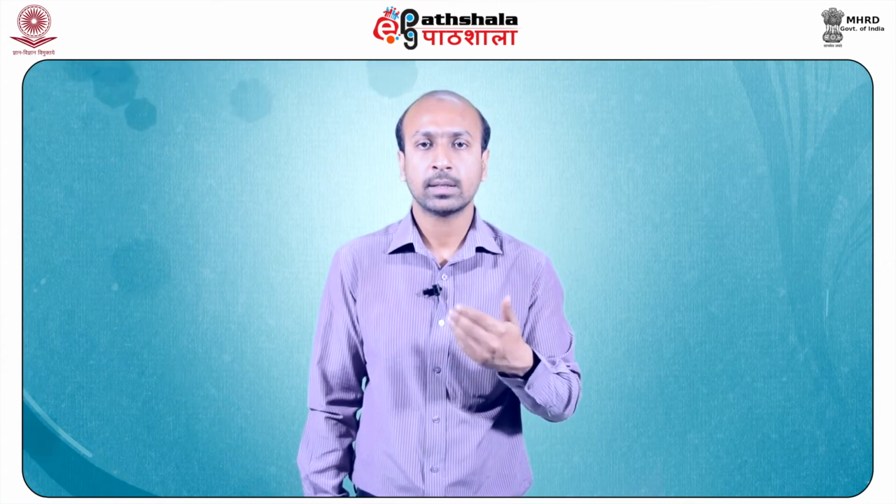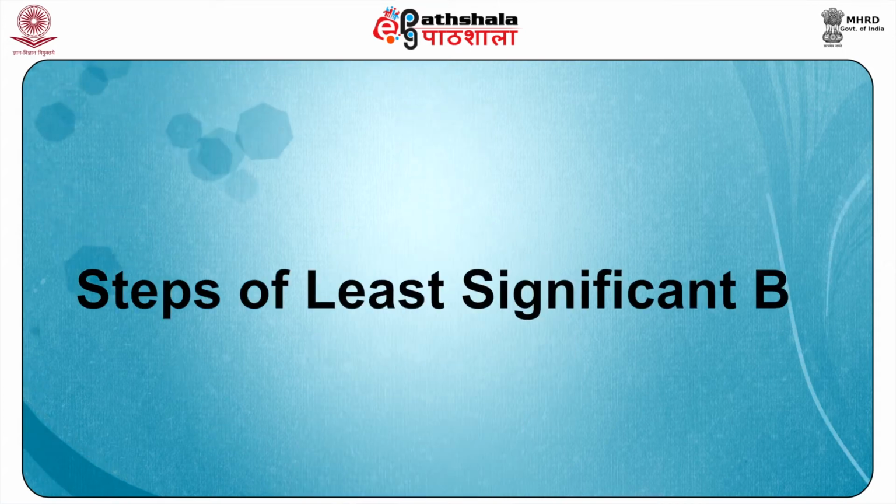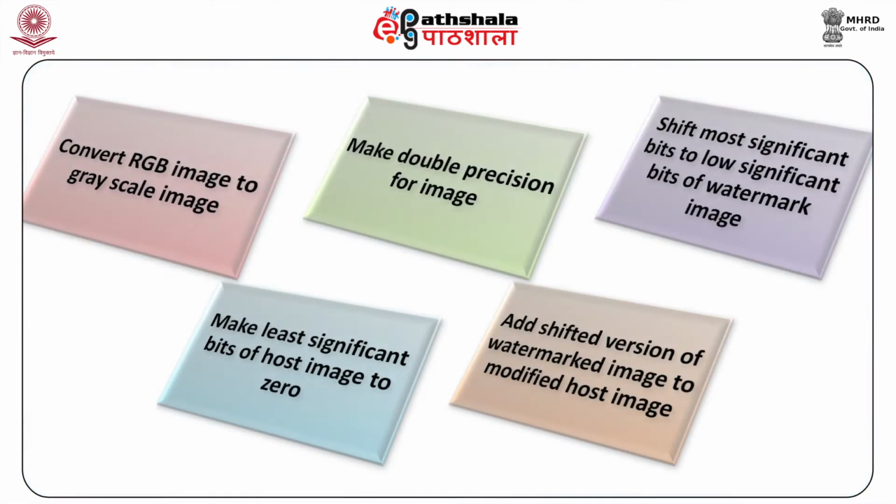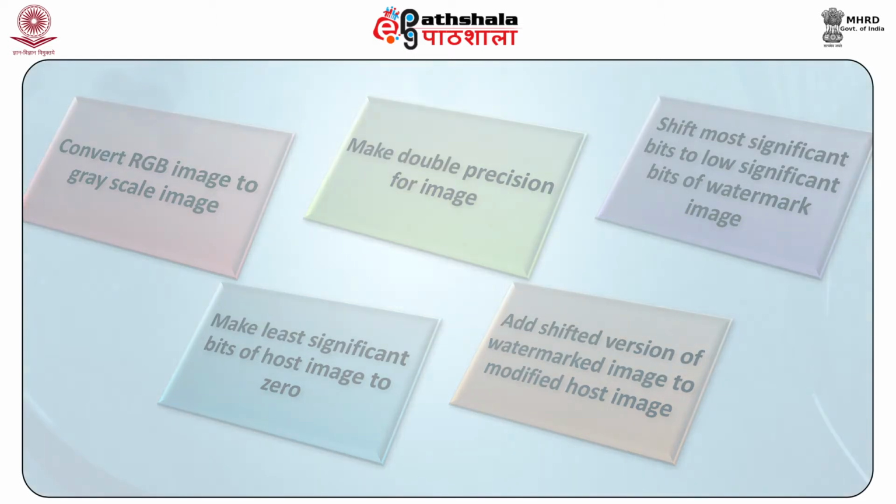The steps to embed a watermark image are given. Steps of least significant bit. Convert RGB image to grayscale image. Make double precision for image. Then shift most significant bits to low significant bits of watermark image. Then make least significant bits of host image to 0. Then add shifted version of watermarked image to modified host image.